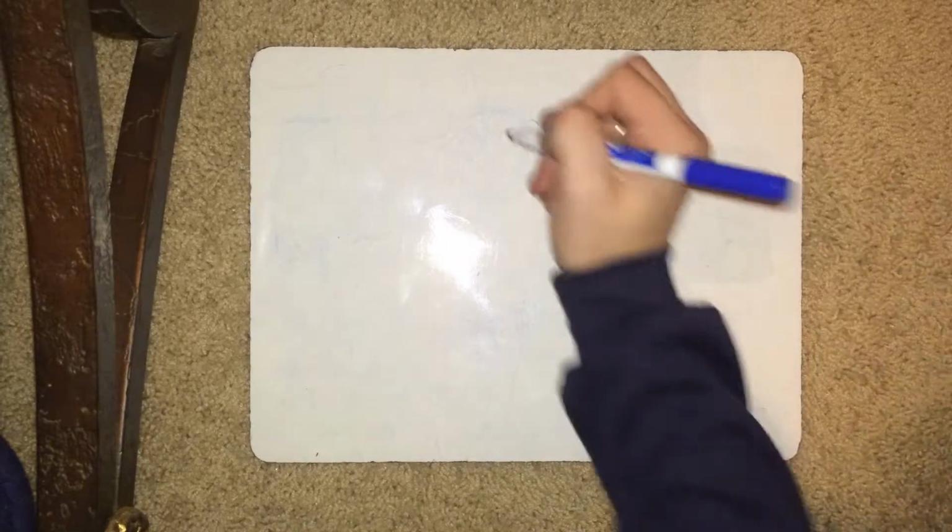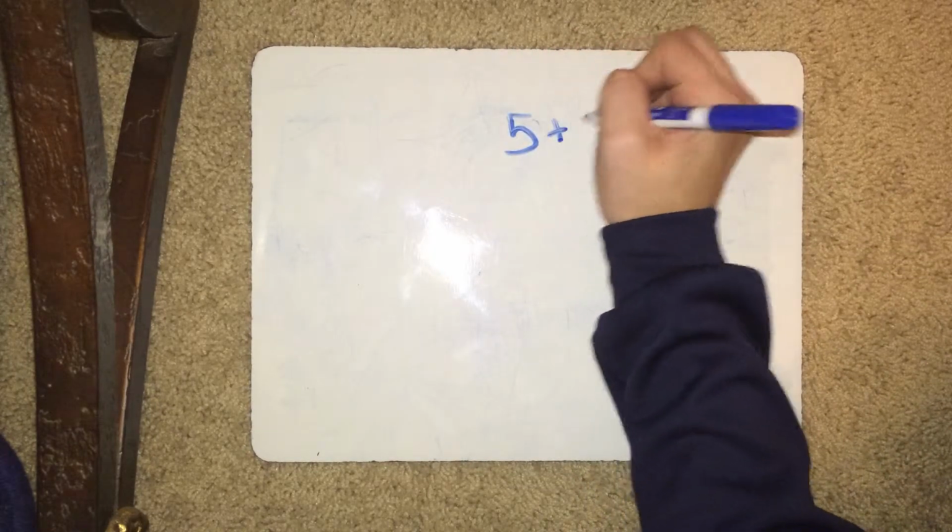Okay, next one talking about complex conjugates. Complex conjugates are two complex numbers of the form a plus bi and a minus bi. The product of complex conjugates is always a real number. So for example, we're going to use the problem 5 plus 2i.